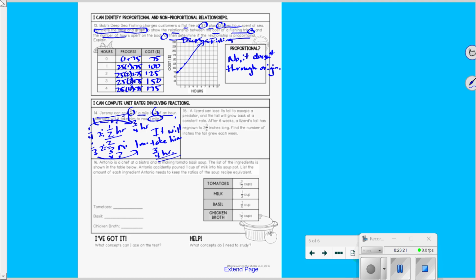A lizard can lose its tail and escape a predator. Its tail will grow back at a constant rate. After 6 weeks, it's regrown to 3 3/4 inches long. Find the number of inches the tail grew each week.